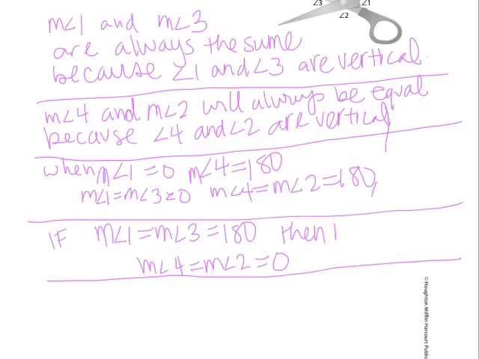And last, when the measurement of angle 1 is equal to the measurement of angle 2, which will equal the measurement of angle 3, and will equal the measurement of angle 4, they will all be 90, and that's when they're perpendicular. I hope this helped.